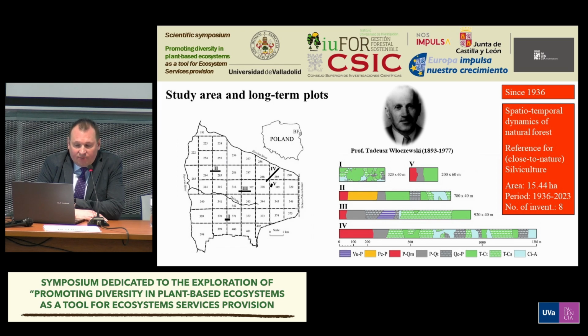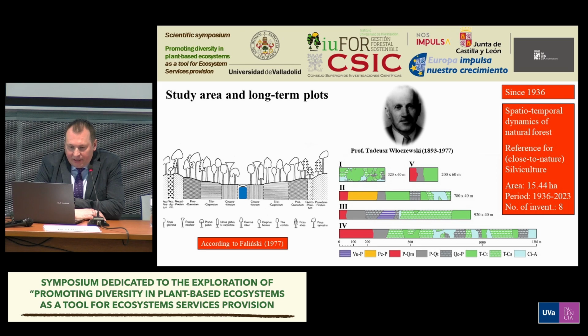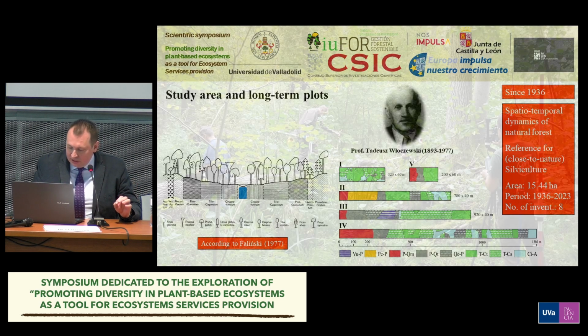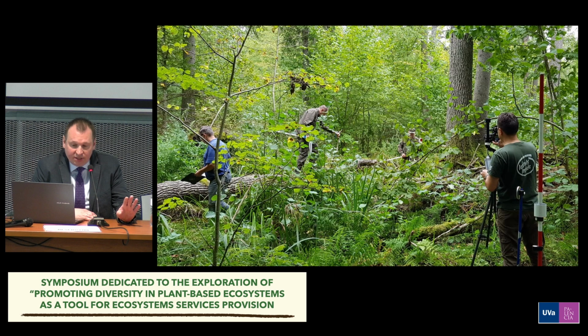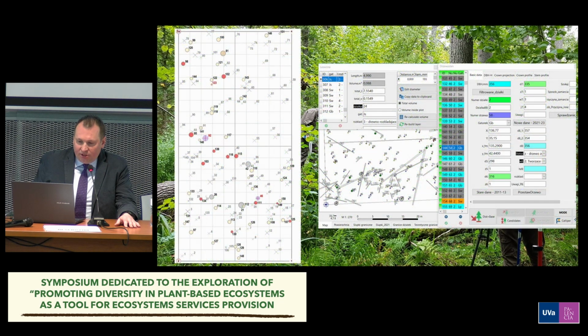The last time I measured those plots was September 2023. As I mentioned, they cover the gradient of soil richness and wetness. I'm not going to go too deeply into this classification because I do not have the time. That's why I will tell more about the general trends. We use field map technology. We measure standard dendrometric parameters like DBH, heights, spatial coordinates, ingrowths, and outgrowths.